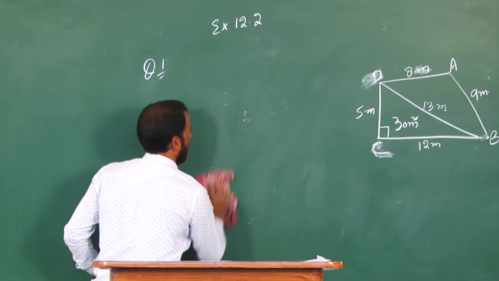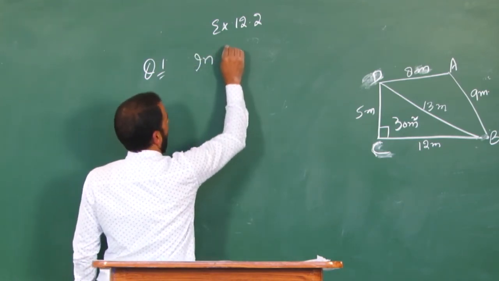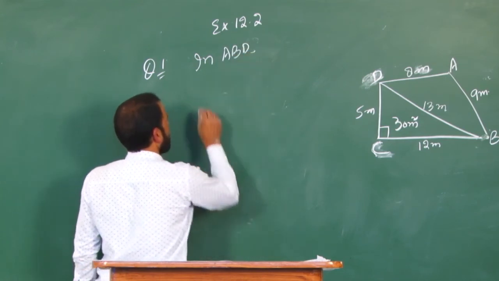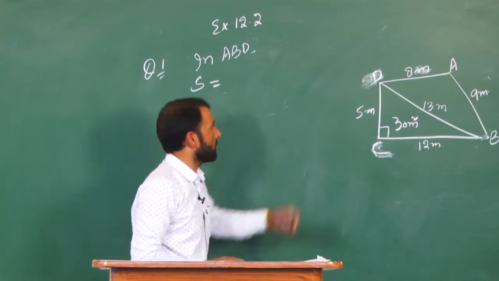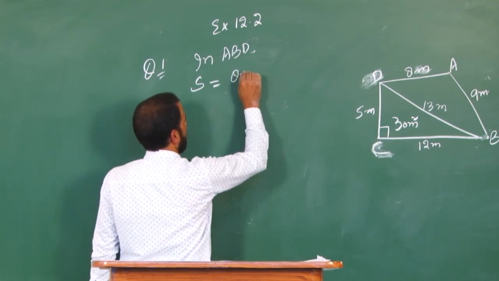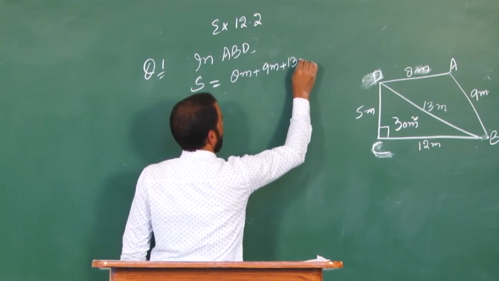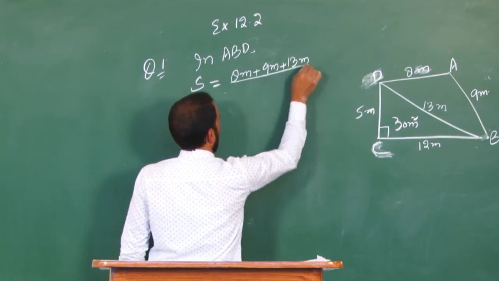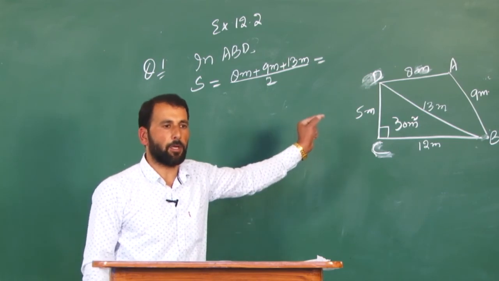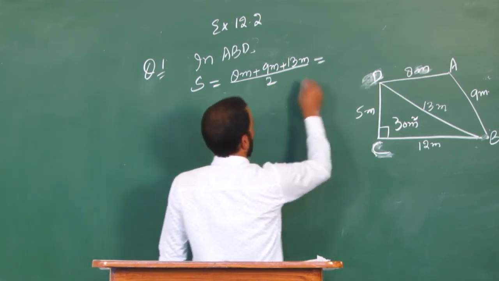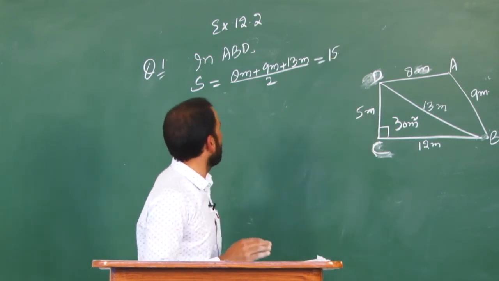So this is triangle ABD. S is equal to the sum of all sides divided by 2. What are all the sides? It is 8 meter plus 9 meter plus 13 meter, divided by 2. So 8 plus 9 is 17, 17 plus 13 is 30 meter, divided by 2 equals 15, which is the semi-perimeter of this triangle.